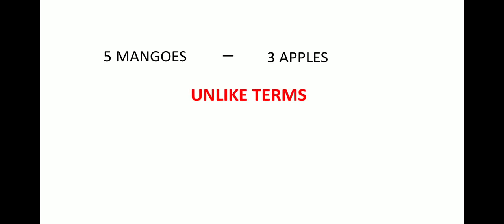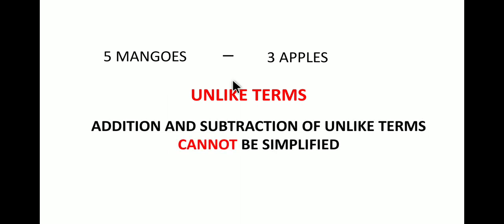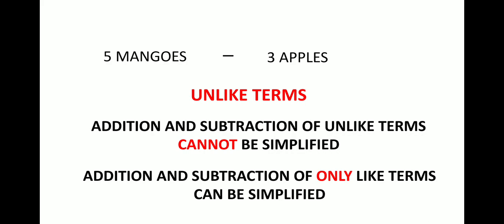But if we have to subtract 3 apples from 5 mangoes, how many apples do we get? They are again unlike terms and they cannot be subtracted. So 5 mangoes and 3 apples cannot be subtracted as they are unlike terms. Similarly, we can say that addition and subtraction of unlike terms cannot be simplified. Addition and subtraction of only like terms can be simplified. As we have done before, only like terms can be added or subtracted.